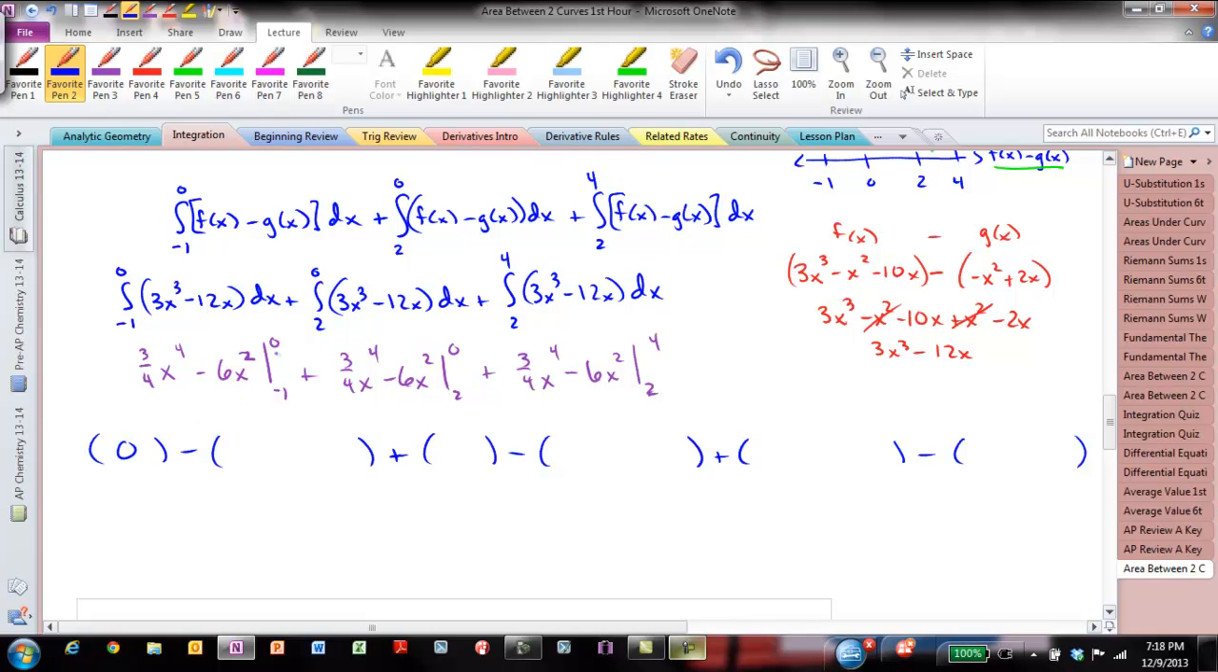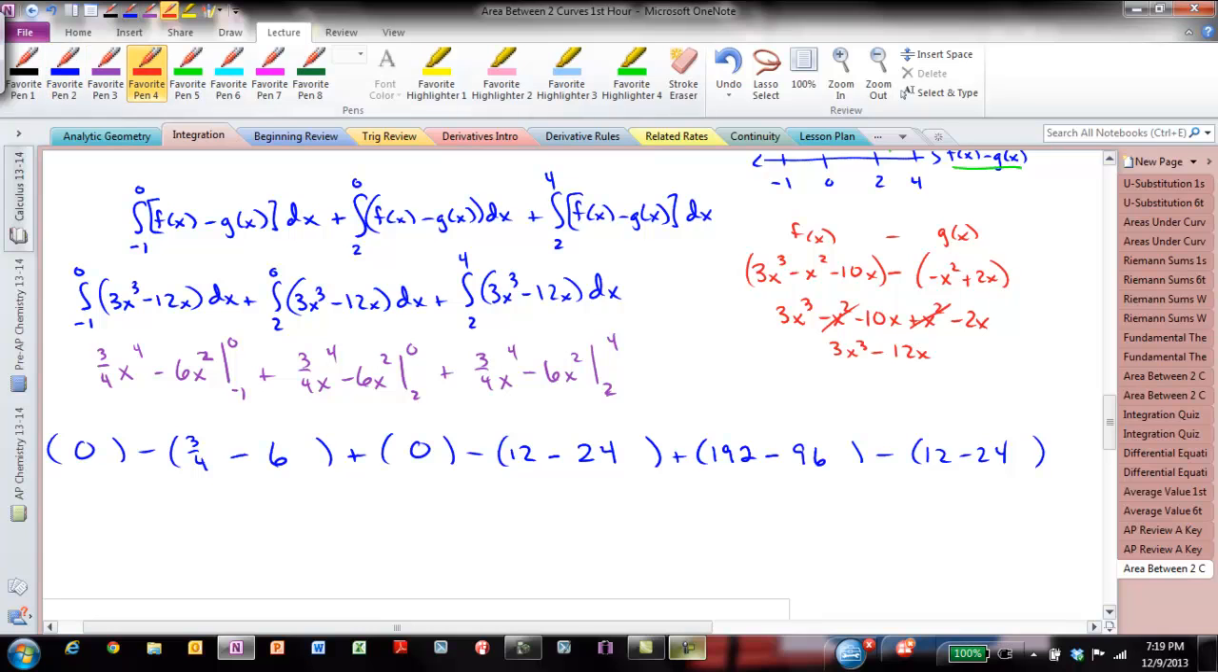If I plug in a 0, I get 0. If I plug in a negative 1, I get 3/4 minus 6. If I plug in a 0, I get 0. If I plug in 2, I get 16 over 4 is 4, times 3 is 12, minus 2 squared is 4, times 6 is 24. So I'm going to plug that over here, 12 minus 24. If I plug in a 4, I get 256 divided by 4 is 64. 64 times 3 is 192, minus 4 squared is 16, times 6 is 96. Well, this is a little bit nicer. We only have a single fraction.